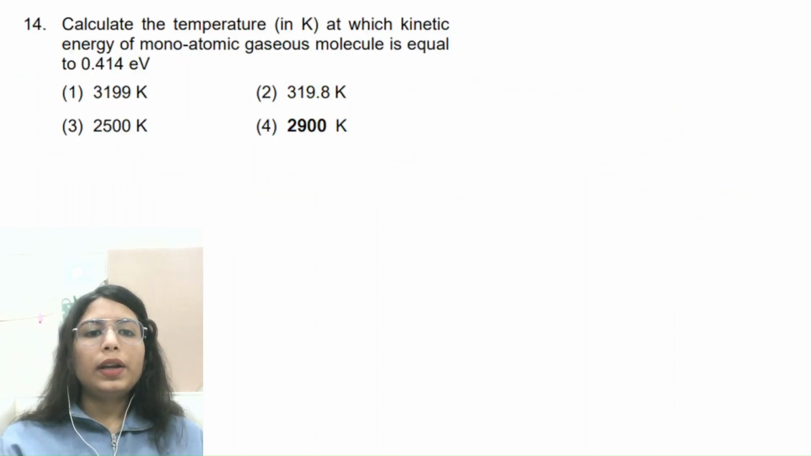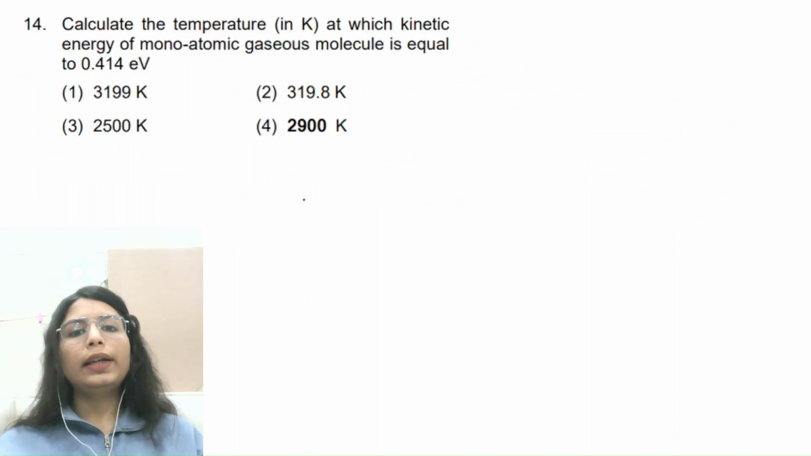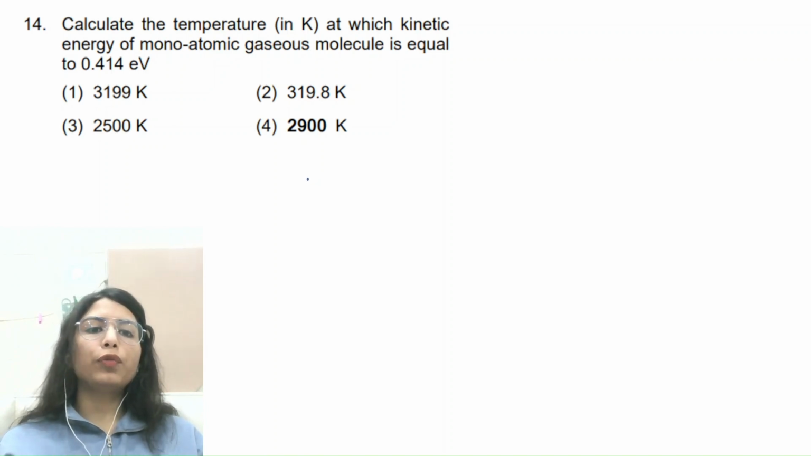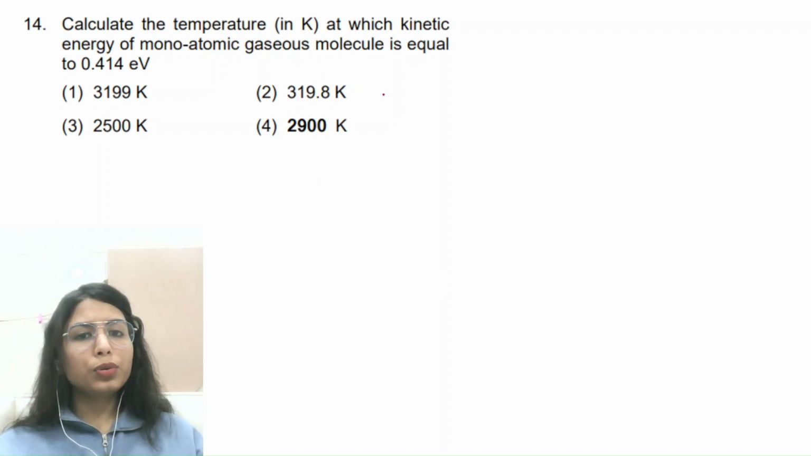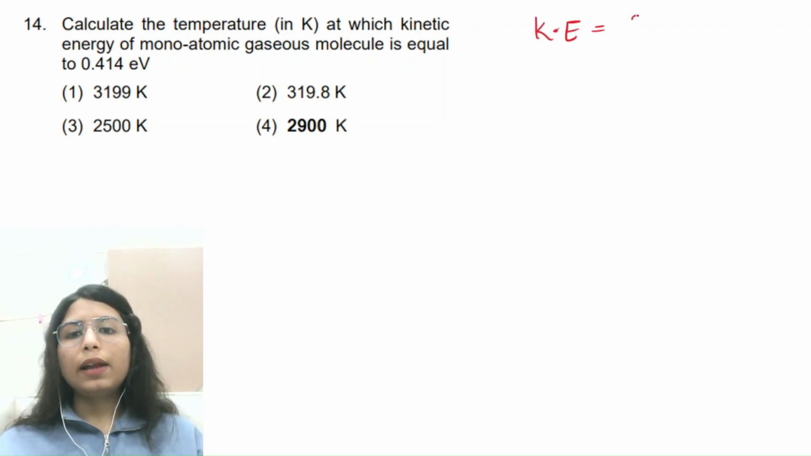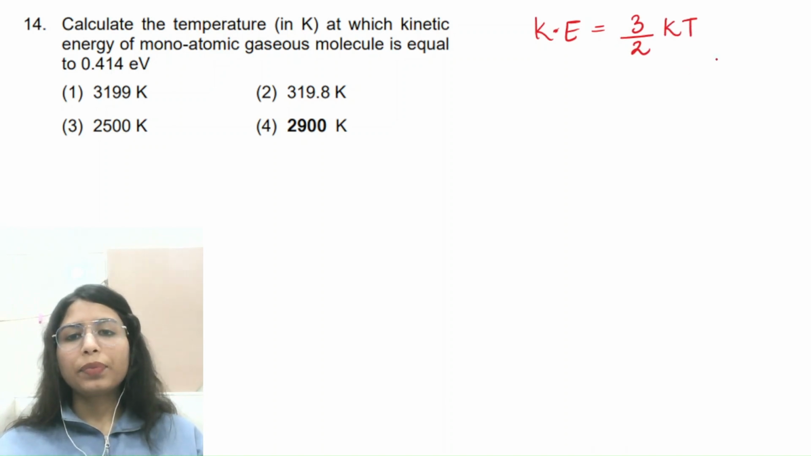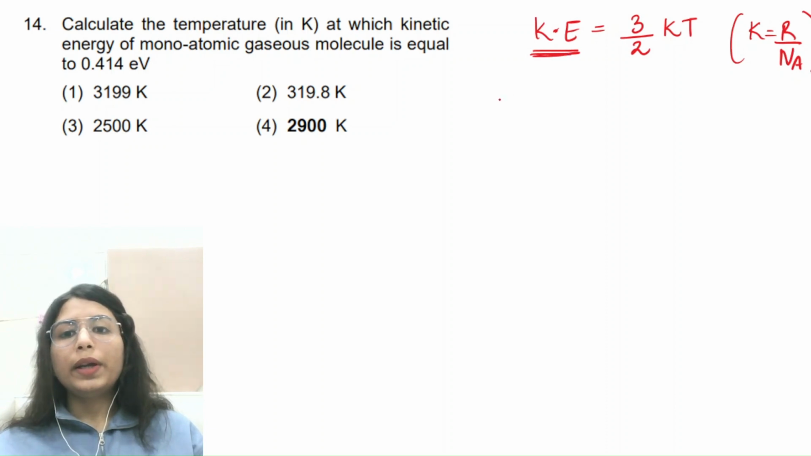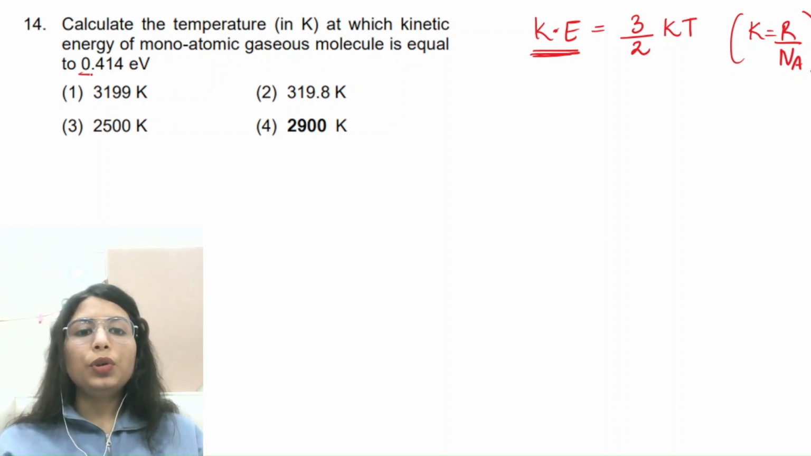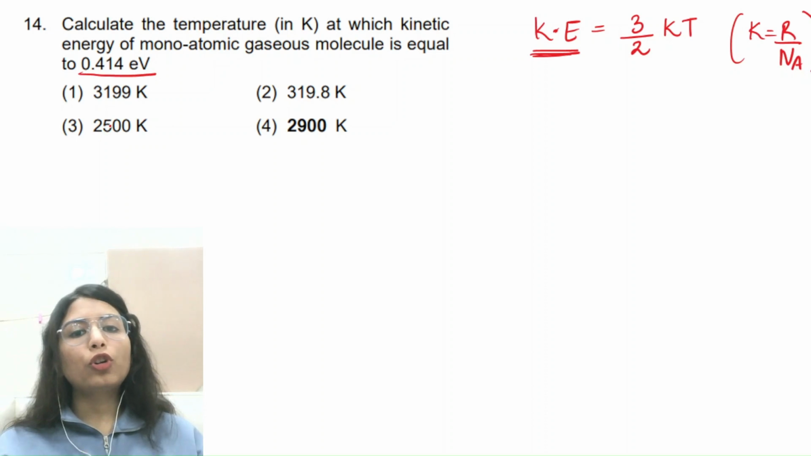Let us now move on to another question: calculate the temperature in Kelvin at which kinetic energy of a monoatomic gaseous molecule is equal to 0.414 electron volt. So here you have to use two concepts. First, you need to know the energy of a monoatomic gas: for a monoatomic gas the energy is equal to 3/2 kT, and this k is equal to R over Na. Here you have to equate the kinetic energy that is given to you, which is 0.414 electron volt.